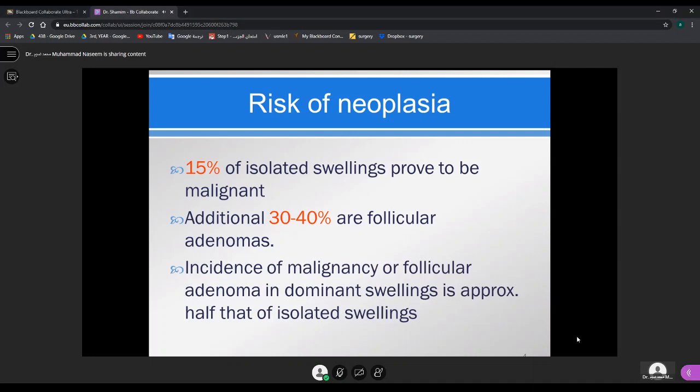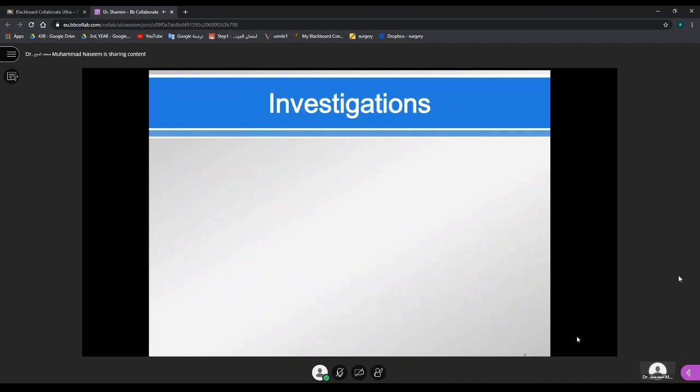The incidence of malignancy or follicular adenoma in dominant swelling is about half that of isolated swellings. So both isolated and dominant swelling have a risk of malignancy. We have the same investigations that were discussed earlier in the two lectures, but they have different meanings here.